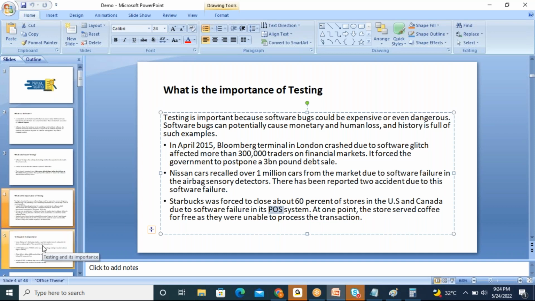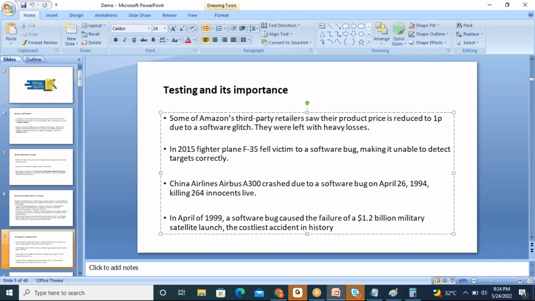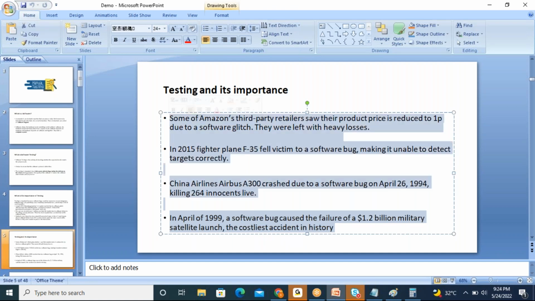So all these examples we are discussing right now really happened. It's not about stories. That is the reason people accept that testing is very important, whether it is manual testing, automation, or performance testing. Got it? Why is testing important?